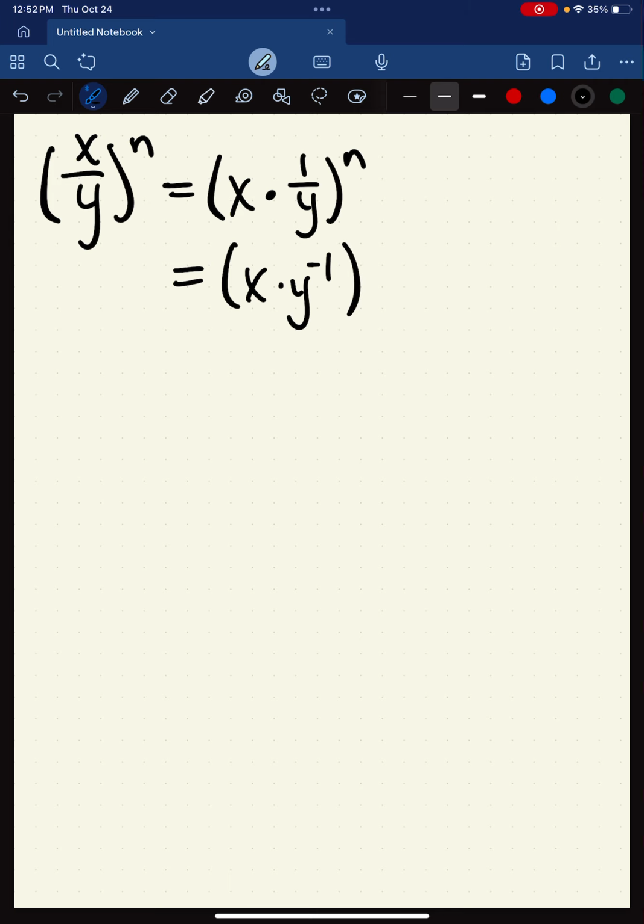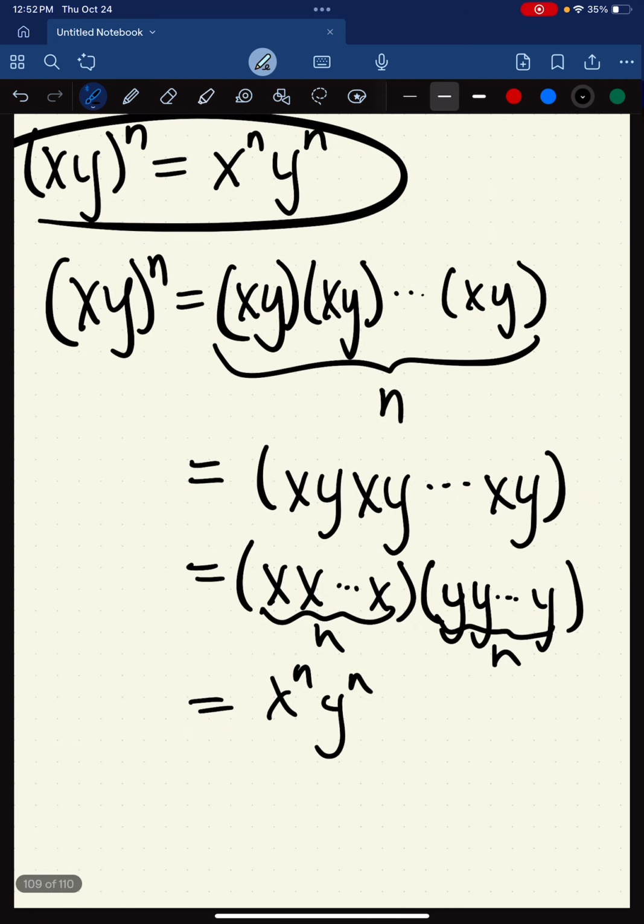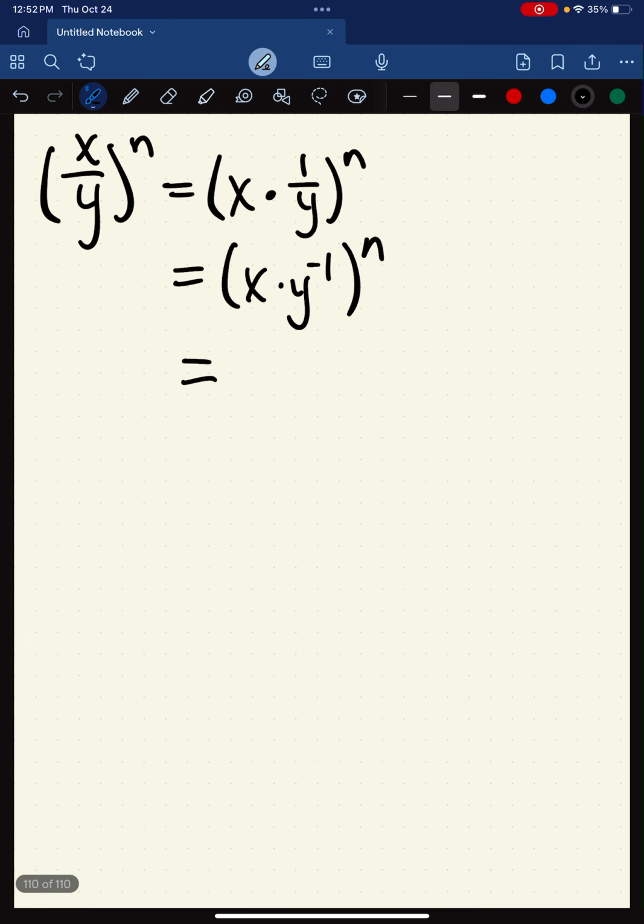x divided by y, to the power of n. Well, remember we said before, maybe we'll do an intermediary step. That's the same thing as x times 1 over y, to the n. So we know from before 1 over y is y to the negative 1, to the n, and we can invoke the previous property. Remember this one.